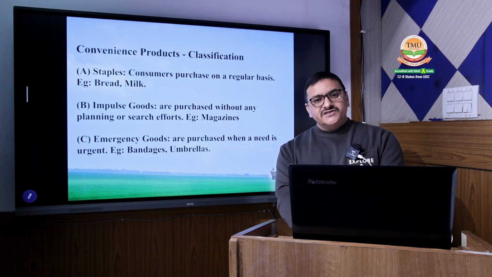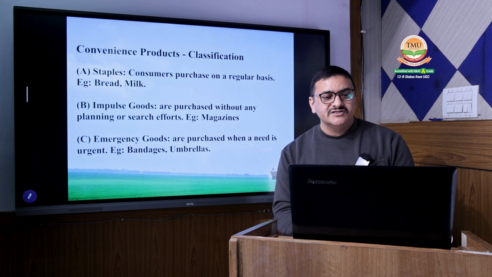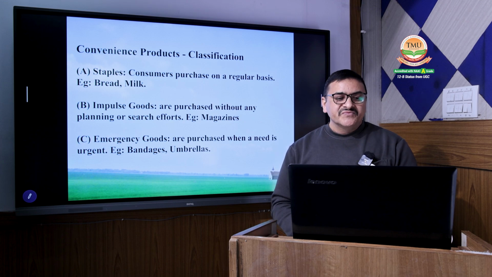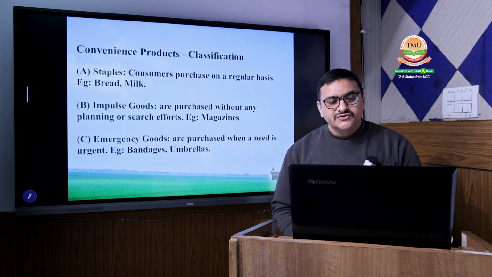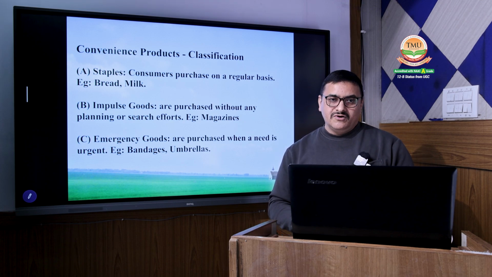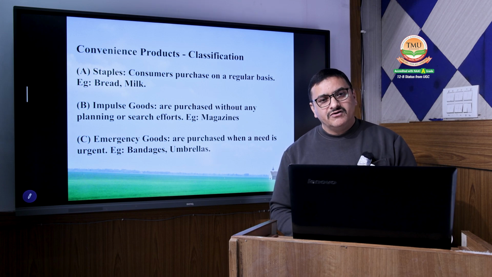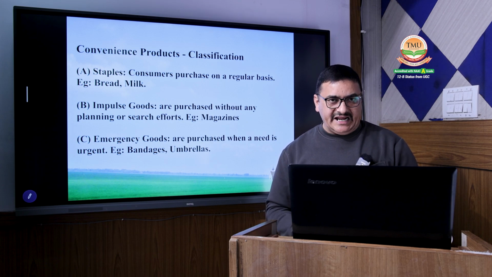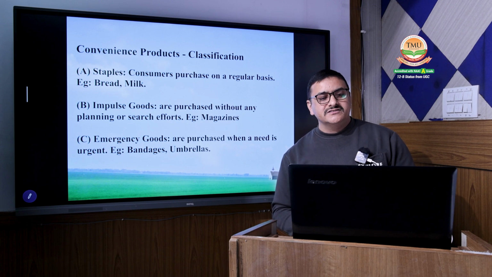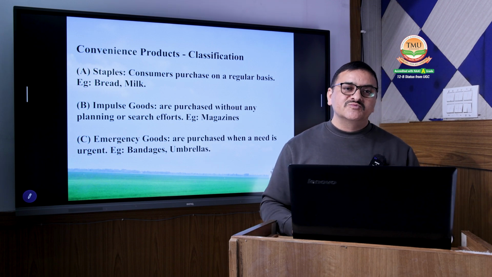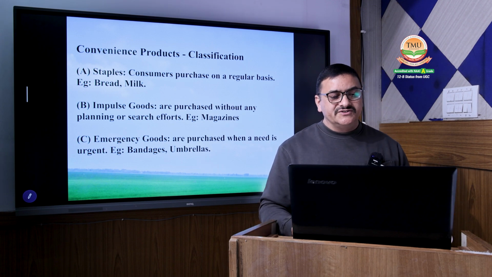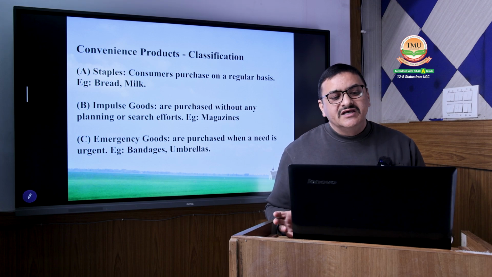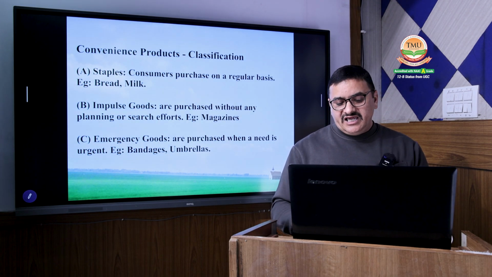Then we have emergency goods also in convenience product classification. Emergency goods means those goods which are purchased only when the need arises or only when the need is very urgent, and unless the need is very urgent, the consumer normally postpones the purchase of such type of goods. For example, umbrellas, bandages, these are emergency goods.